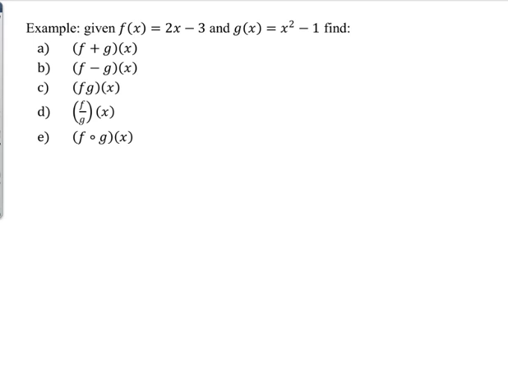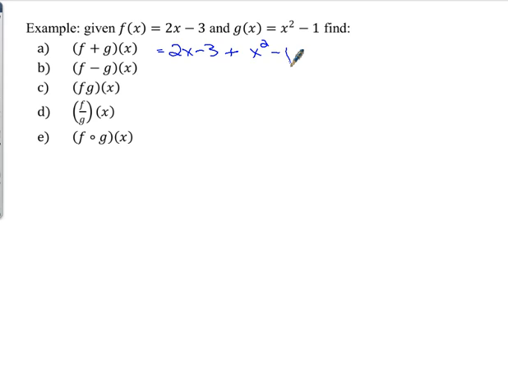For the first one, f plus g, what am I going to do? Just add them, right? So here's f, 2x minus 3, plus x squared minus 1. And then we will need to simplify it. Combine like terms.